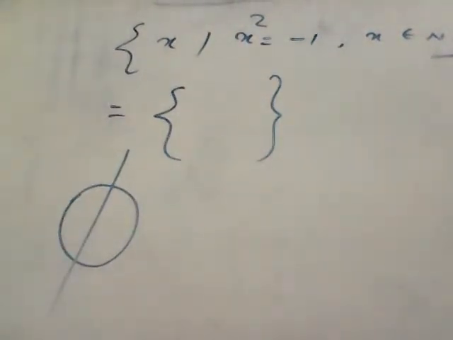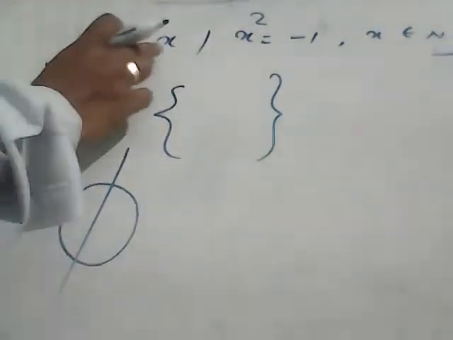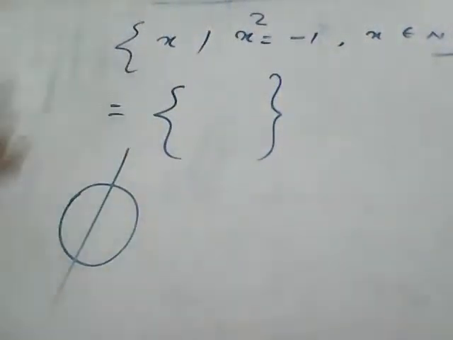It is called phi. This is the set which represents the null set. So it is a null set.